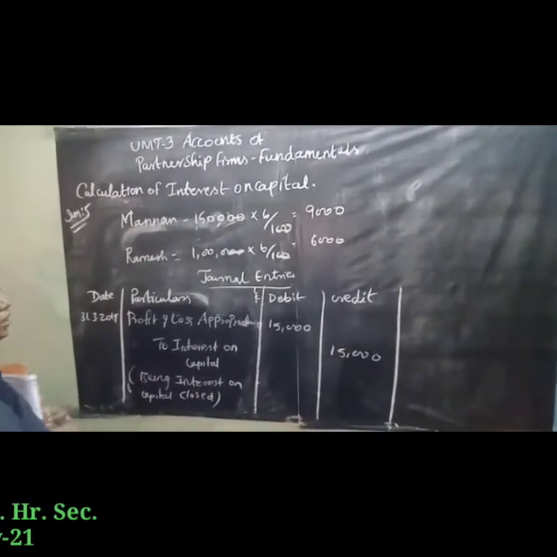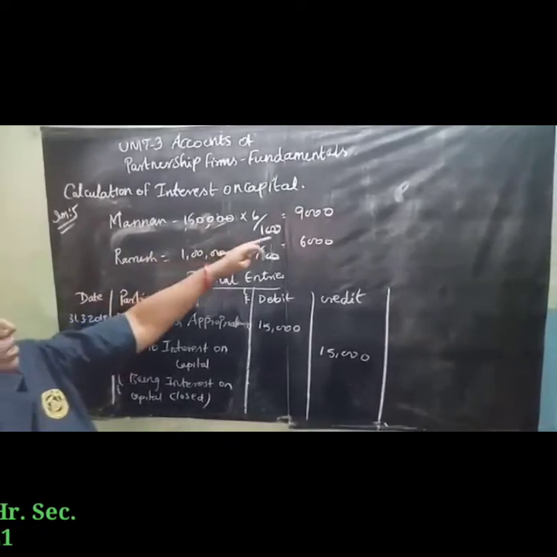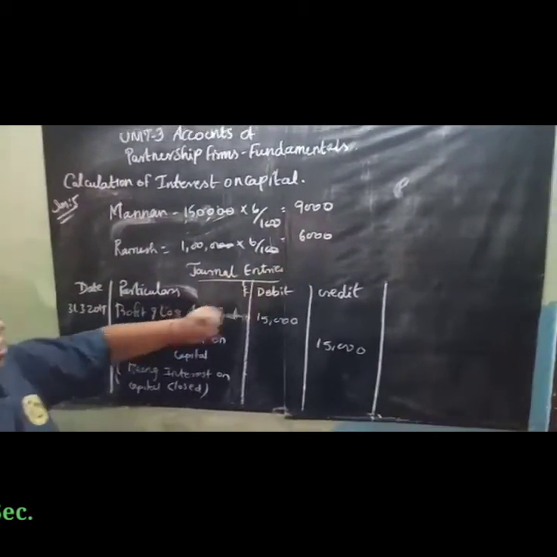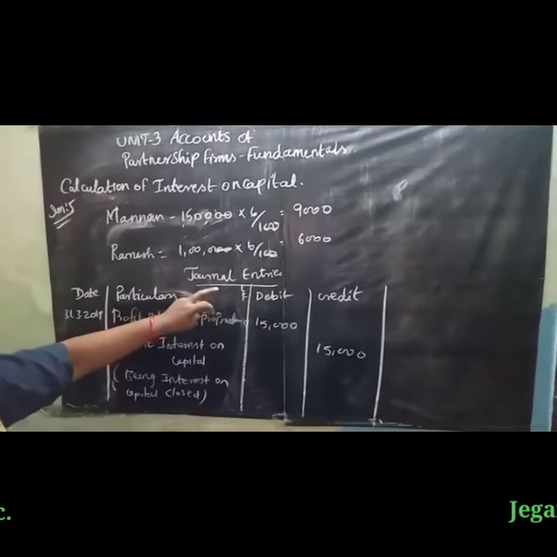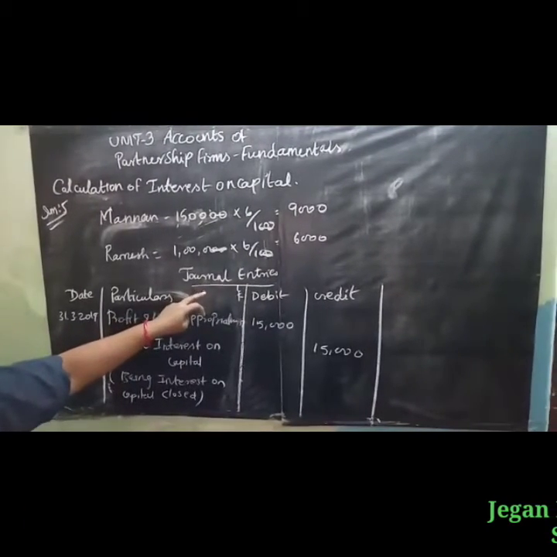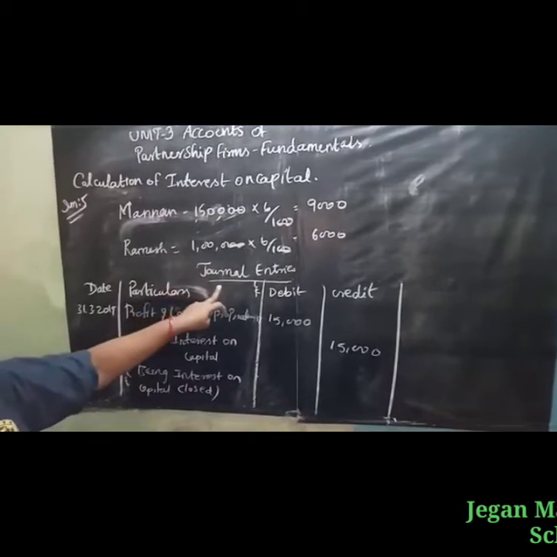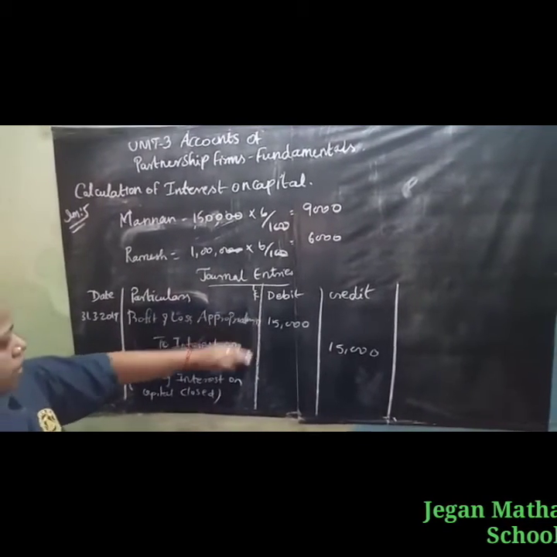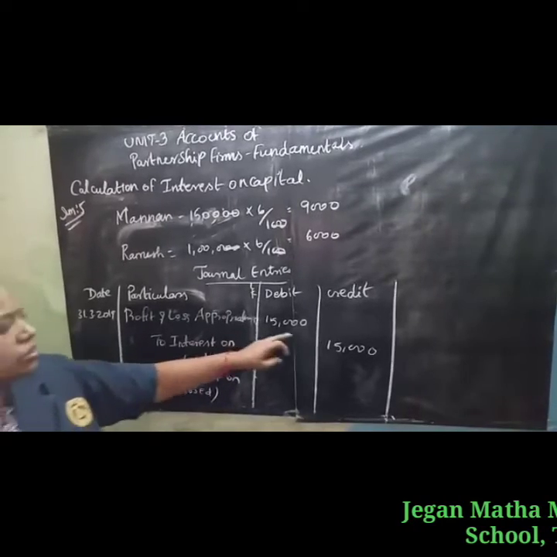Okay. So for Manan 1,50,000 into 6 by 100, 9,000. Ramesh 1 lakh into 6 by 100, 6,000. So journal entry: first entry, interest on capital account debit, to Manan current account, to Ramesh current account. The next entry, profit and loss appropriation account debit, to interest on capital 15,000.